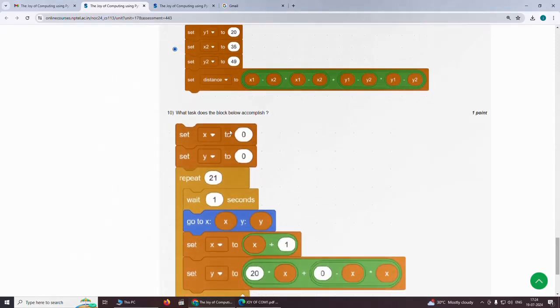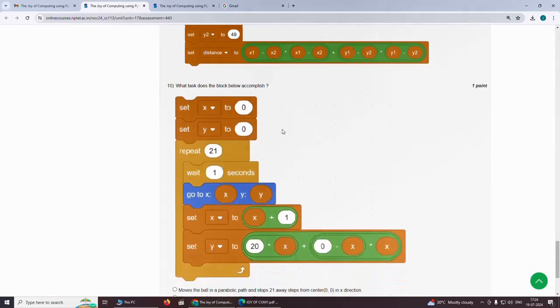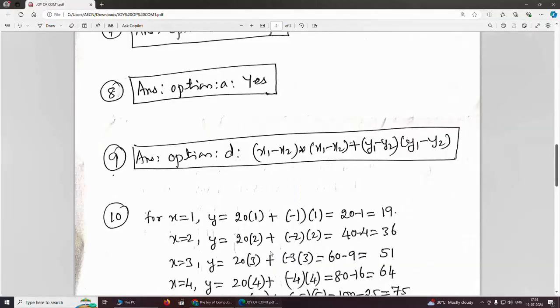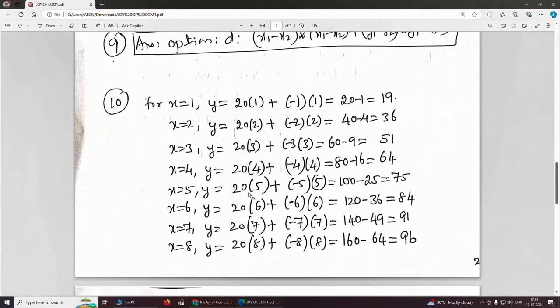Last one: what task does the block below accomplish? To see the answer, it's a little lengthy. For x equal to 1, we will find y as 19. For x equal to 2, y equal to 36. For x equal to 3, y equal to 51. For x equal to 4, y equal to 64.